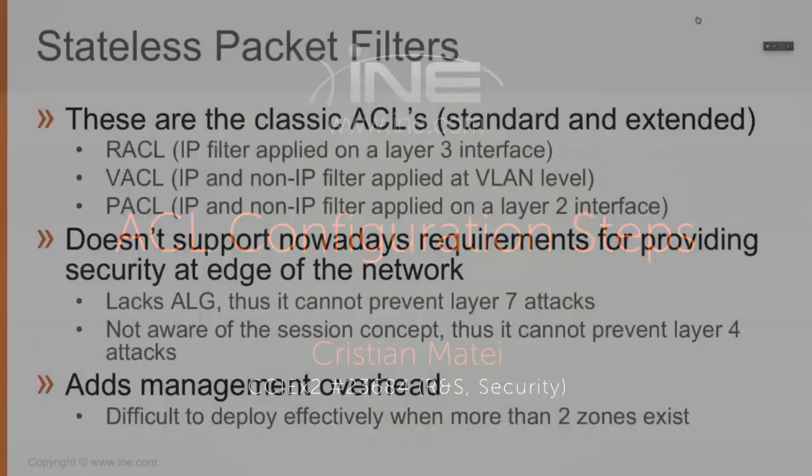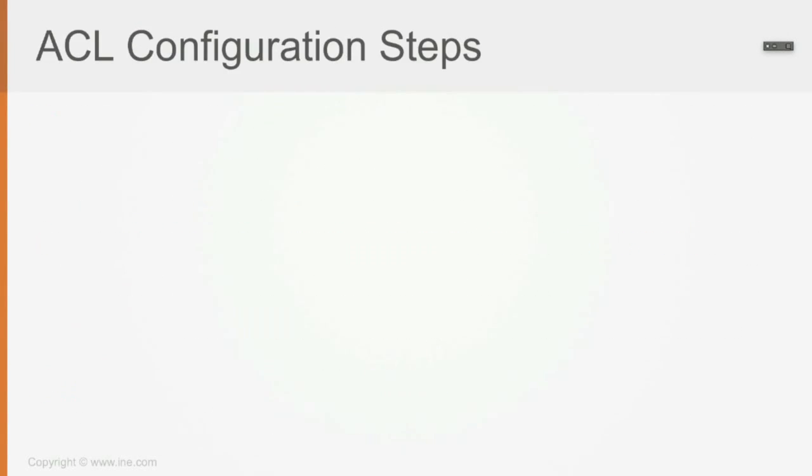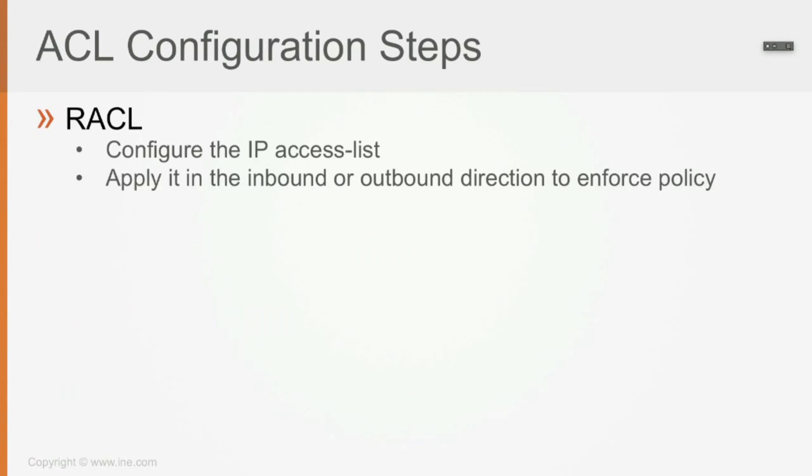So just quickly, let's go and configure a PACL and the VACL. VACL configuration steps, ACL configuration steps: you just go and configure the IP access list and you apply it in the inbound or outbound direction to enforce policy. So quickly, let's go ahead and do that. You go on the diagram in here.